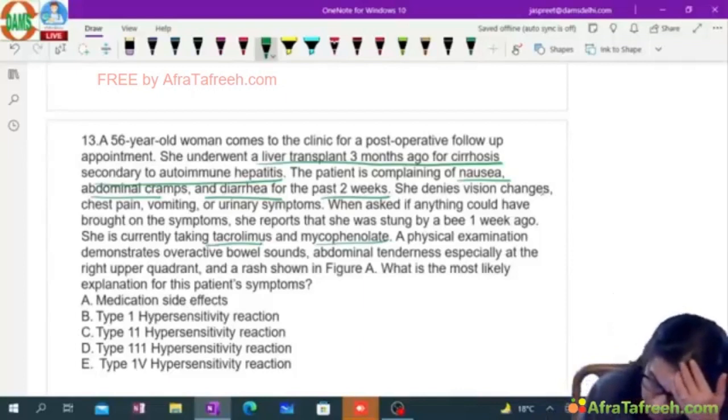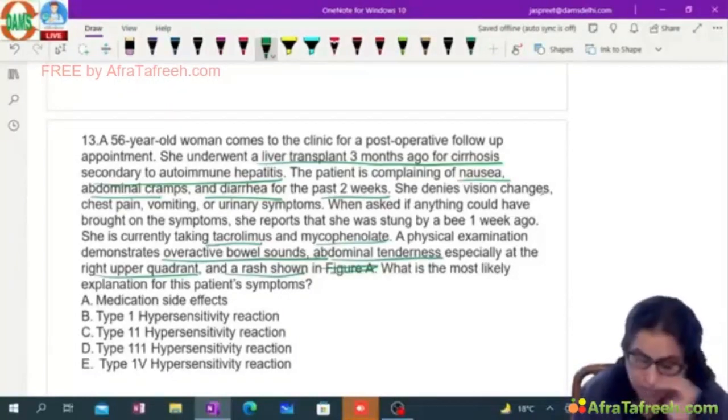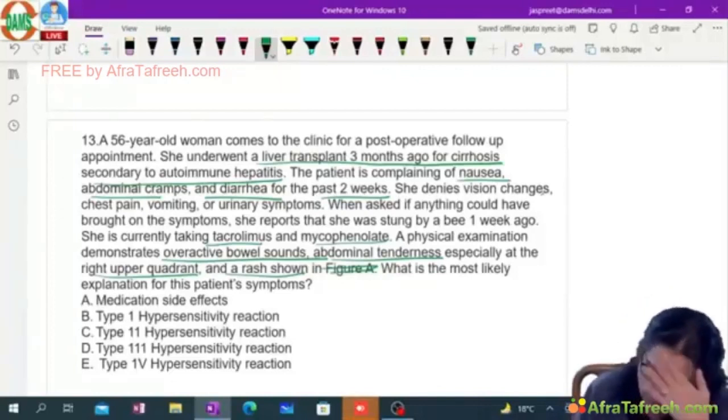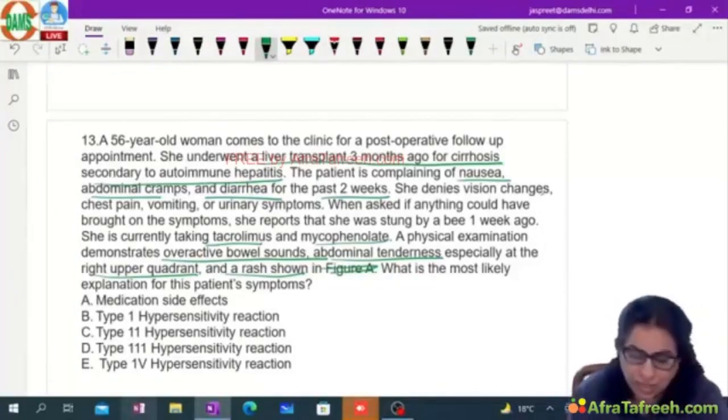A physical examination demonstrates overactive bowel sounds, abdominal tenderness, especially in the right upper quadrant, and the patient also has a rash. Okay, what is the most likely explanation for this patient's symptoms? Medication side effect, type 1, type 2, type 3, type 4 hypersensitivity reaction.